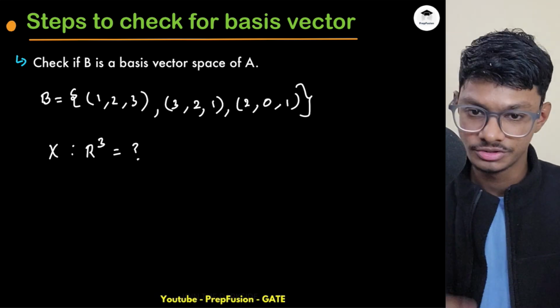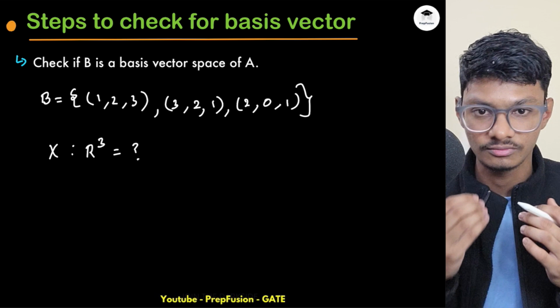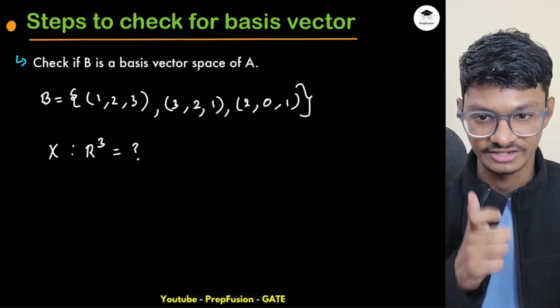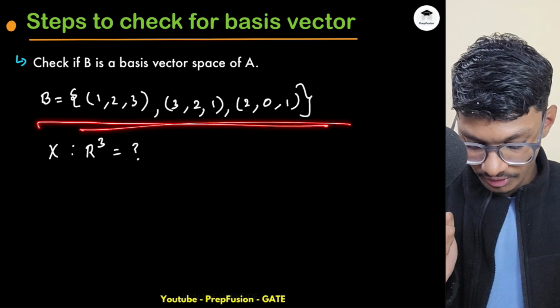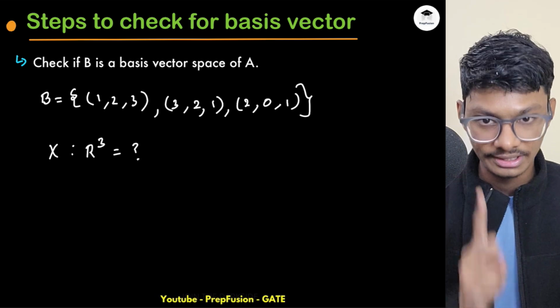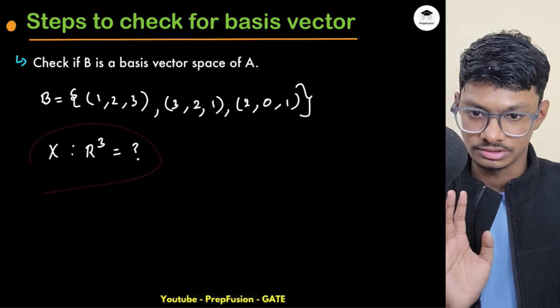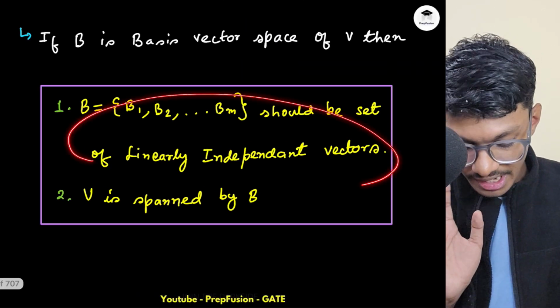Okay, how will you check? Let's do it with an example, and from there we'll directly understand how to check whether a vector space is a basis vector space. We have been given this vector space, and we have to check whether this is a basis of the 3-dimensional real vector space. So how to check? First we have to check whether they are linearly independent vectors or not.